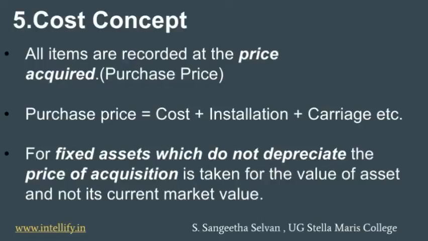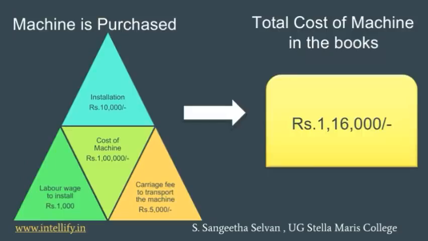If there are any assets which would depreciate in value, like machinery, which will have depreciation, whereas land will not depreciate, it will only appreciate and the value will only keep on increasing. For assets like machinery, plant, etc., the value is recorded only after depreciation, whereas appreciating assets are recorded at the price they are acquired. So let us see in detail.